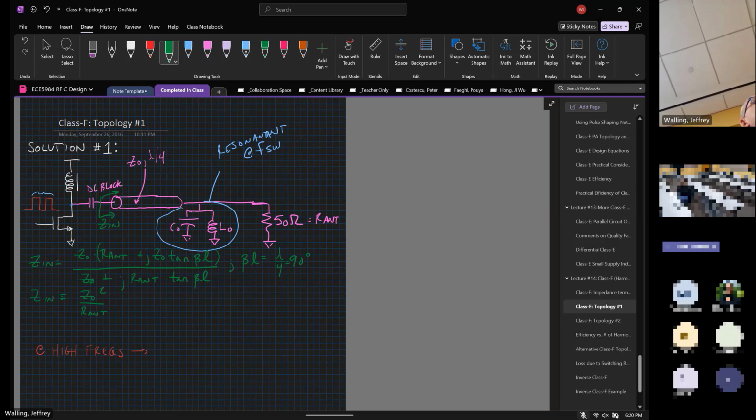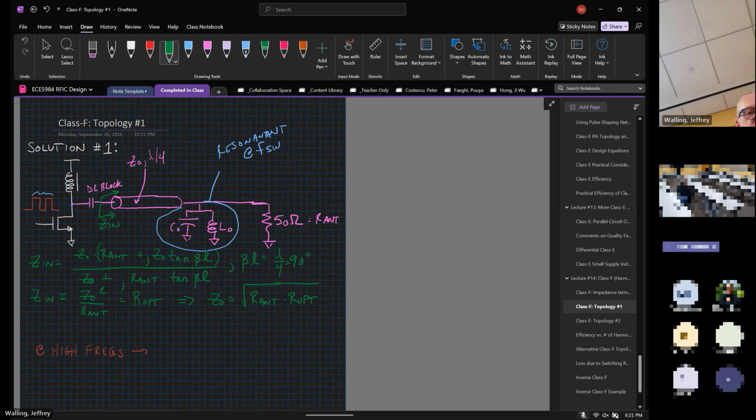Now I want this to be equal to R opt. This is the impedance that we present at the fundamental frequency, so I set this equal to R opt. And this tells me, okay, make the transmission line's characteristic impedance equal to the square root of R antenna times R opt. If I do that, then my network will present R opt to the transistor.